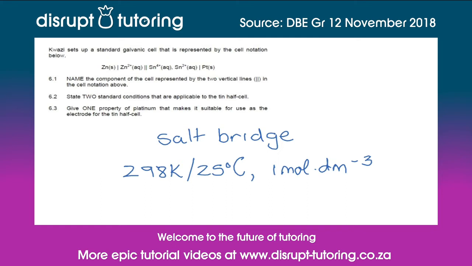Okay, so then the third question asks us to give one property of platinum that makes it suitable for use as the electrode for the tin half cell, and this can be any one of the options. It is solid, it is inert, or it is conductive.